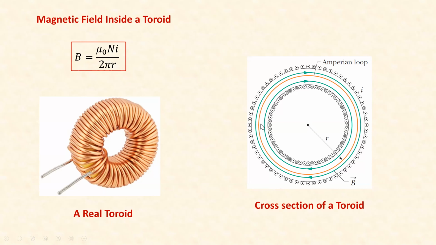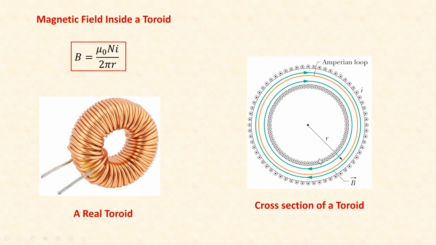The magnetic field inside can be calculated using Ampere's law. You take this Amperian loop and say that the integral of B dot dl is equal to mu naught times the current enclosed. The magnetic field is parallel, or tangential, to this loop at any point. So B dot dl becomes B times dl, and B comes out of the integral. Then the integral of dl becomes 2 pi r. So B times 2 pi r becomes mu naught times Ni.